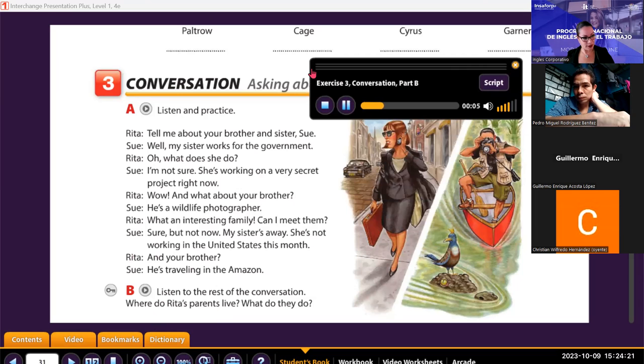Page 31, Exercise 3, Part B. Listen to the rest of the conversation. Where do Rita's parents live? What do they do? So, what about your parents, Rita? Where do they live? They live in Texas. Oh, where in Texas? In Austin. It's a small city, but it's very nice. Are they still working? Oh, yes. My mother is teaching at a university there, and my father is a carpenter.